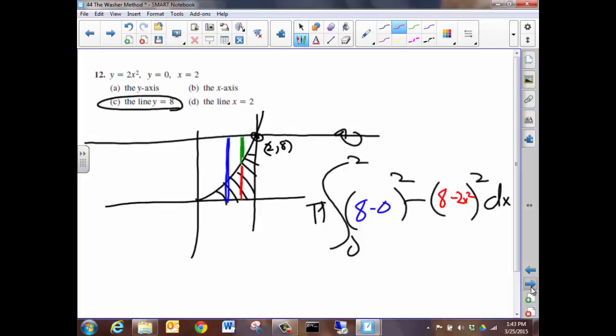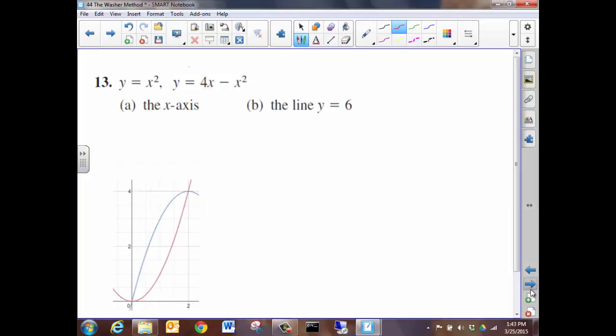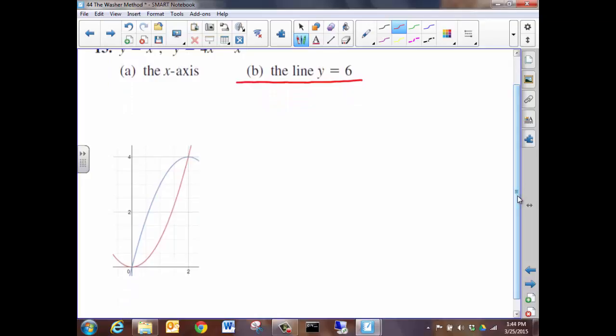Okay, good, good. Any others from that assignment last night that you needed to look at? I don't know. 13, part B, said the line y equals 6. All right? So I gave you a picture on this. Where's the line y equals 6 at? Up above my head, up here. Boom. So now, we're rotating this figure around.